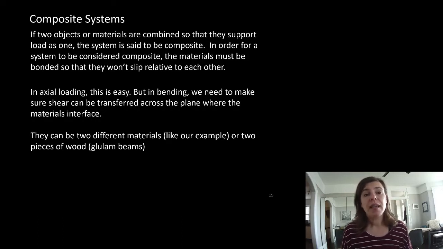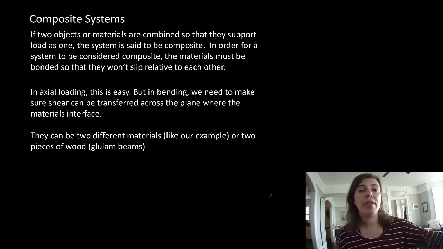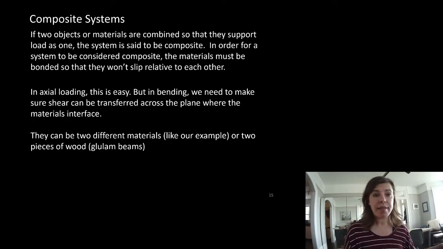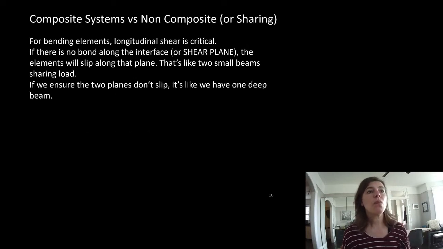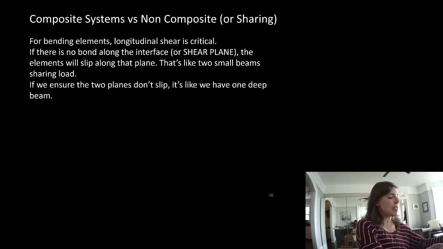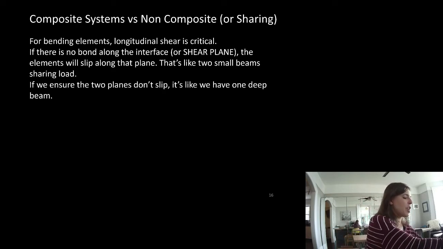So concrete has steel and concrete. Glulam is wood and wood. I'm going to show you a whole range of composite materials at the end of the lecture. So, composite versus non-composite, which means sharing the load. For bending elements, longitudinal shear is critical. If there's no bond along the interface or the shear plane, the elements will slip along that plane. Then it's just like you've got two small beams sharing the load.